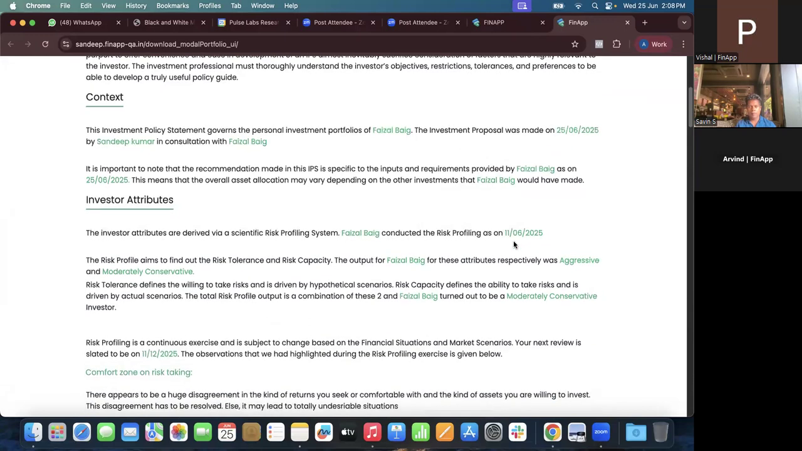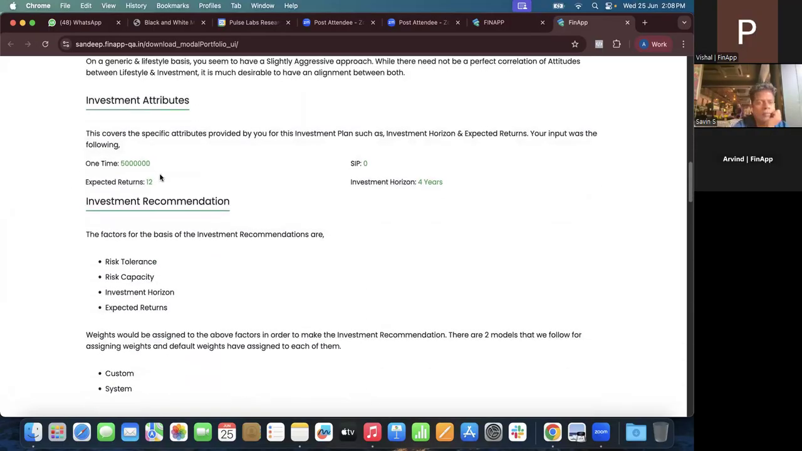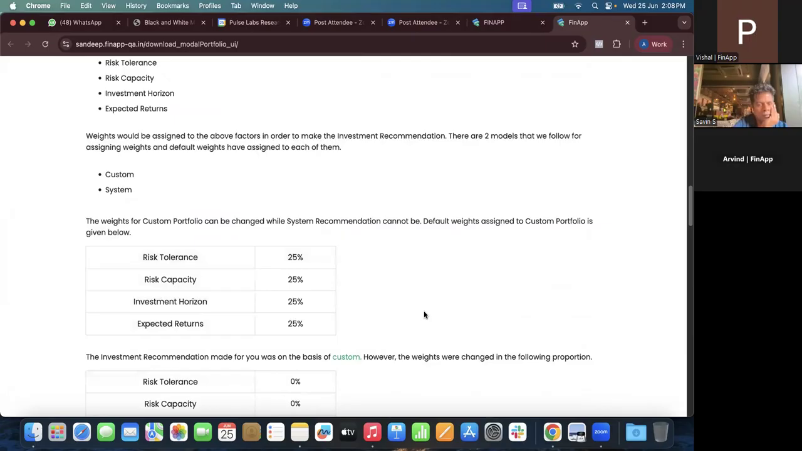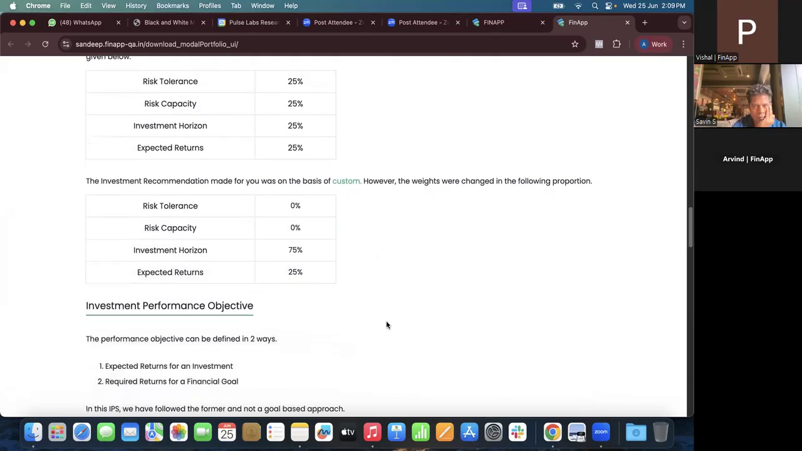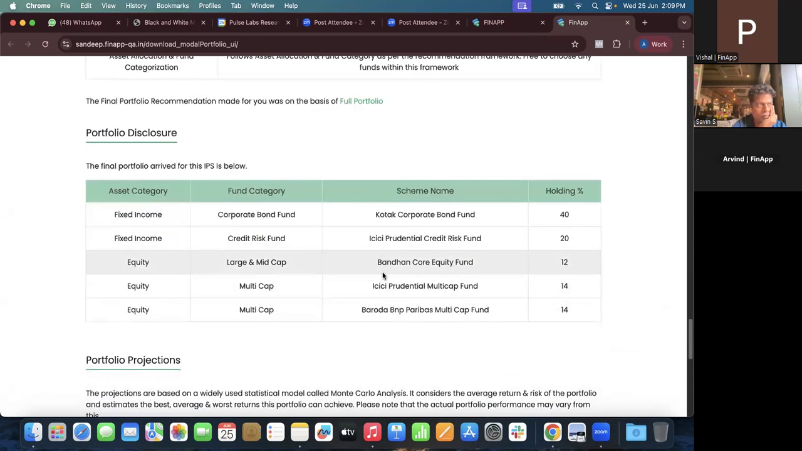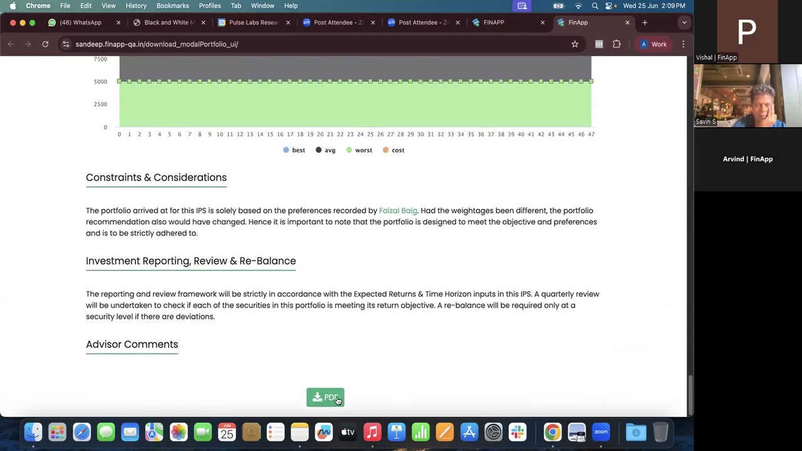What it says is, "Boss, you did your risk profiling on 11th June, right? We met today, and as per your requirement, you said 50 lakh rupees with 12% expected return for 4 years. Normally, we give 25% weightage to all parameters, but since you insisted on a custom portfolio and your time horizon was fixed and your weightage on expected return, this is the asset allocation, and these are the list of funds we have." This goes to him, and you can share it as a PDF as well.